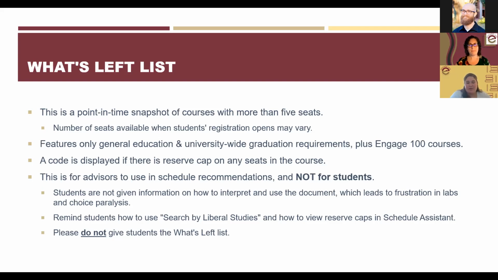They can use the Search by Liberal Studies tab in Schedule Assistant. There are different ways to access this information without you giving them the What's Left list. It's an all-encompassing list. We give the general education classes, the speech, oral competency, the computer competency, and foreign language classes. We give you everything all in one sheet.